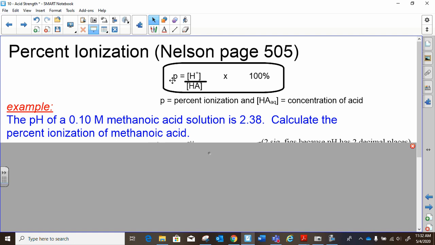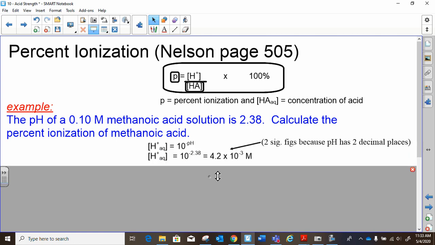So, to find percent ionization, we need the concentration of H plus ions, and we need the concentration of the acid. Let's look at this question again. What did they give us? They gave us 0.1 molarity methanoic acid solution. What is that 0.10 molarity? You should notice that that is the concentration of the acid. So they gave us the HA value. Okay, so they gave us this. They asked us to find percent ionization, so they're asking us to find this. So that means we must already have H plus. And we do somewhat sort of. We have the pH, which is almost good enough.